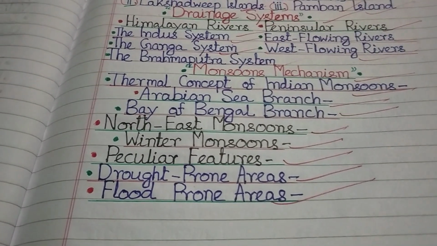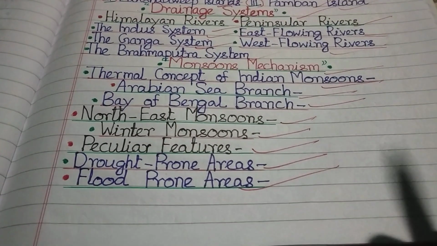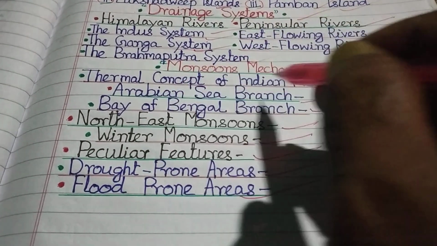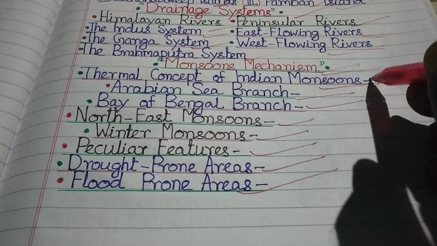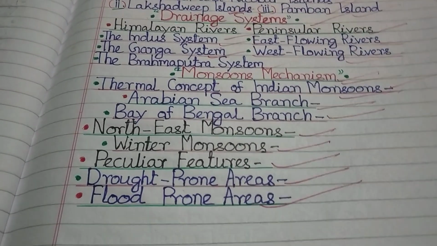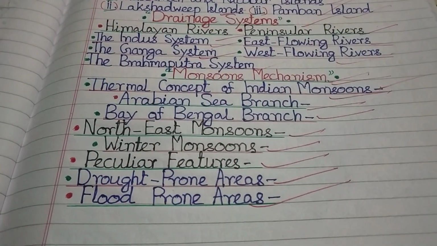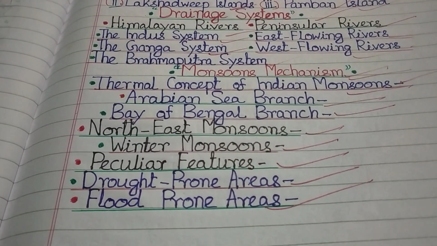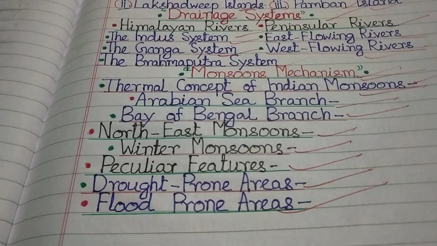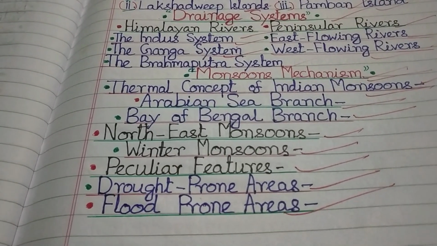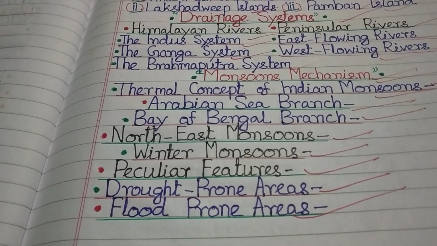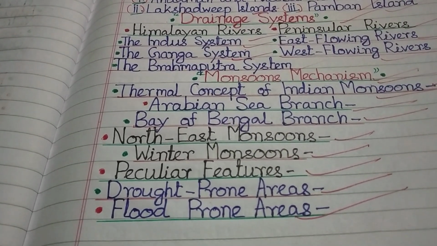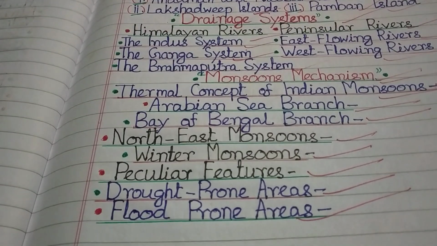In this lecture, we will discuss the monsoon mechanism and, in particular, the thermal concept of the Indian monsoon. Monsoon is actually a wind regime operating at a level of 20 kilometers from the earth's surface. It is characterized by seasonal reversal of wind direction at regular intervals.